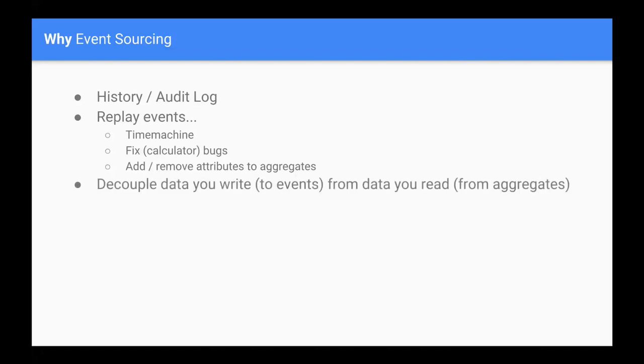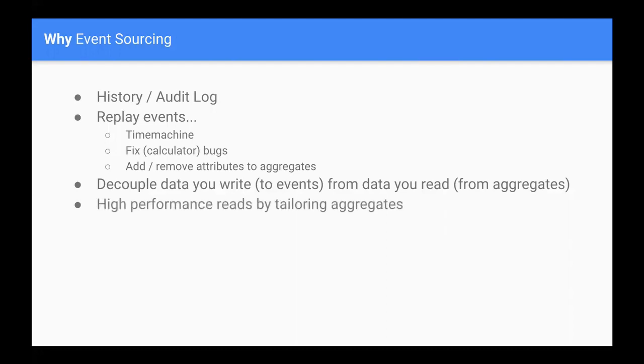You can decouple the data you write to events from the data you read from aggregates. What I mean by that is that your events can have a lot of data that you don't need now, that you might need later. But then you can architect your aggregates so that they only have the data that you need right now. And over time, you can add or remove columns, change calculators, replay events, and get more and more data into your aggregates if you need to.